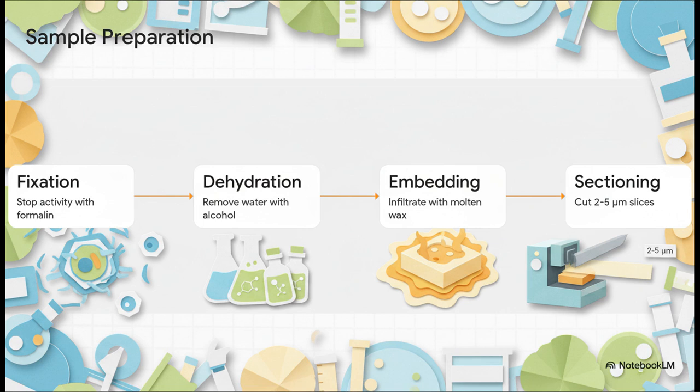We carefully pull all the water out by putting the tissue through baths of stronger and stronger alcohol. Step 3 is embedding. We infiltrate the whole thing with molten paraffin wax, which hardens it into a solid, sturdy block. And finally, Step 4 is sectioning. We use this machine called a microtome, which honestly is essentially a microscopic deli slicer, to cut ribbons of tissue that are just 2 to 5 micrometers thick.